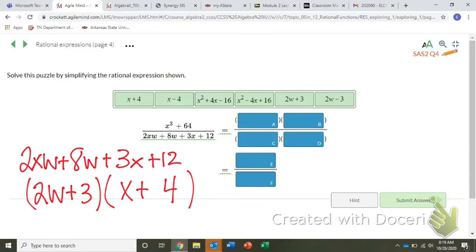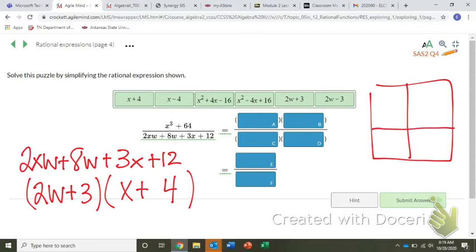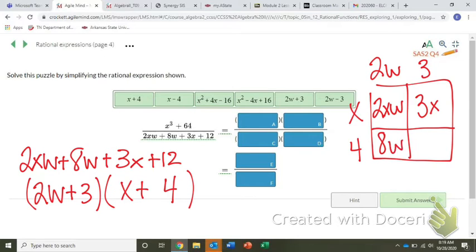So if I multiply, I had 2w and 3 and x and 4, well, this would give me a 2xw. This would give me a 3x. This would give me an 8w, and this would give me a 12. Is that what I need? Yes. Okay.